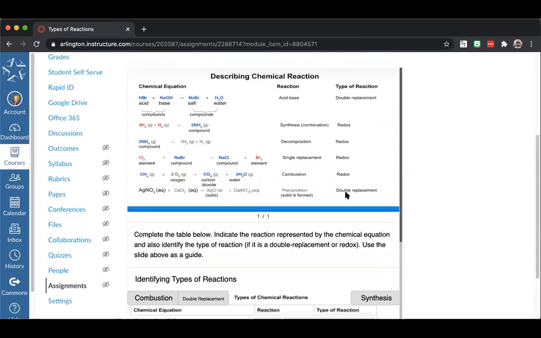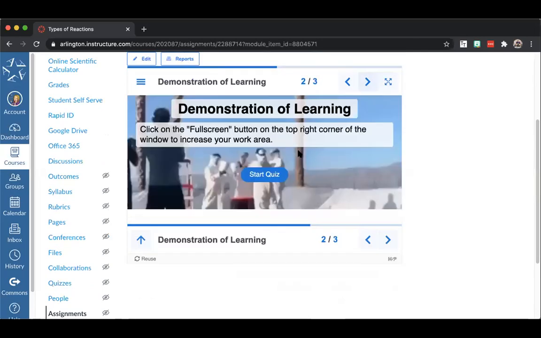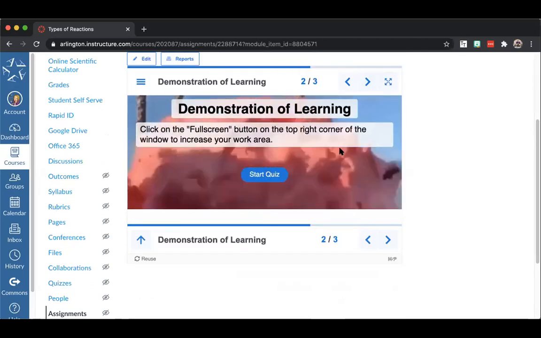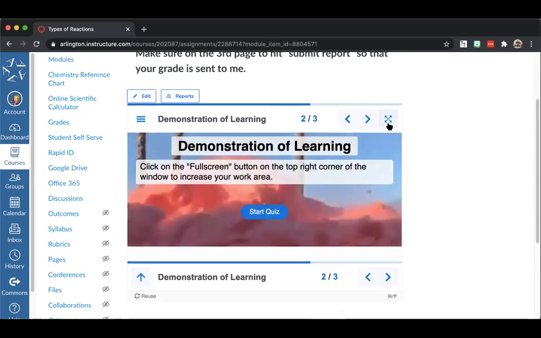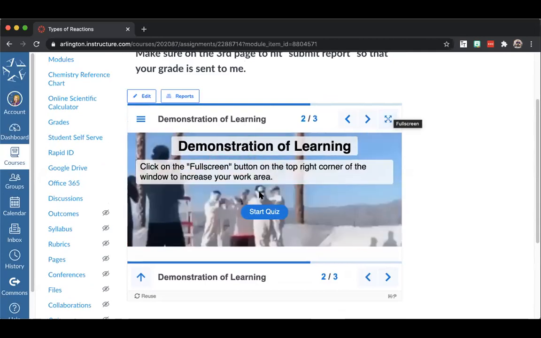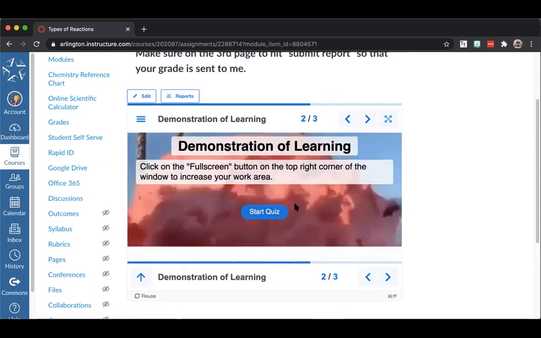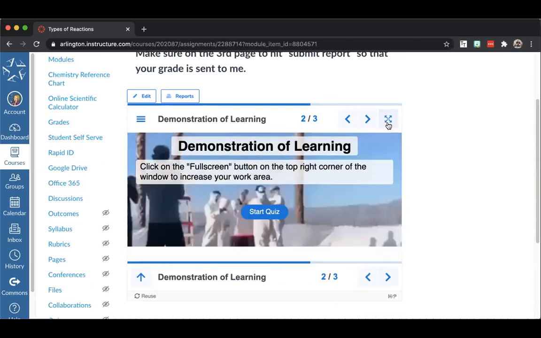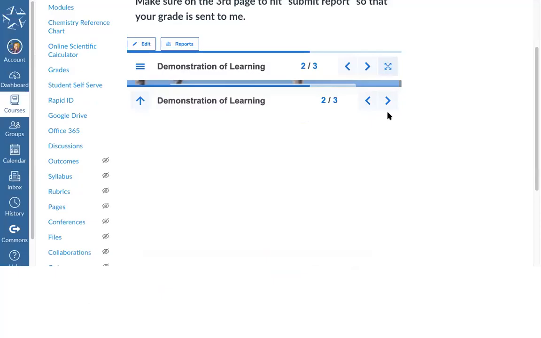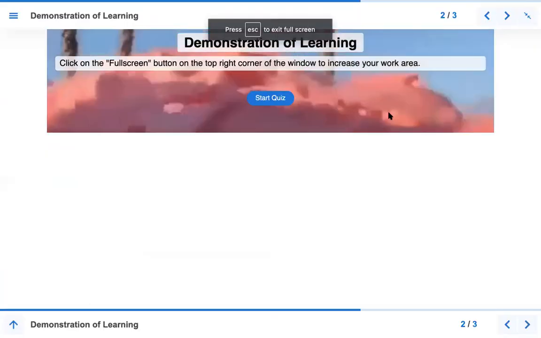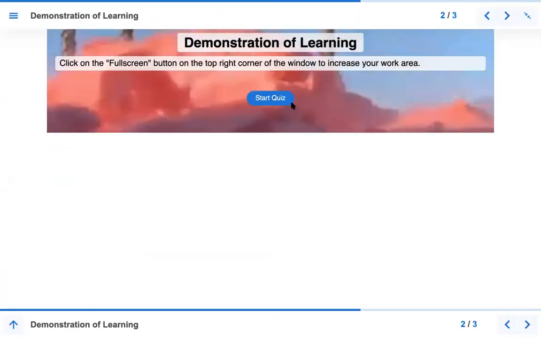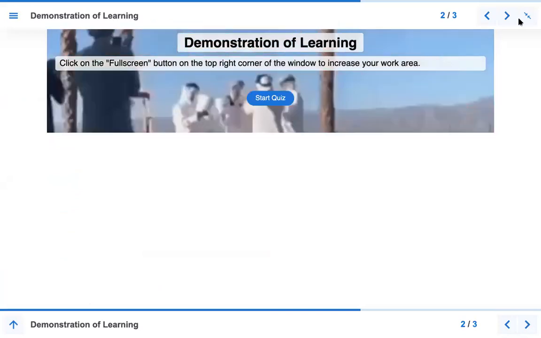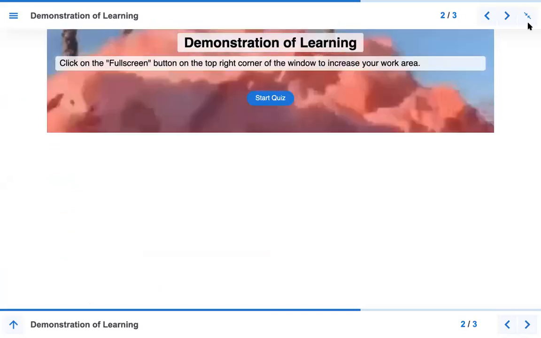Then you'll go on to page 2, and page 2 says demonstration of learning, start quiz. It recommends this button right here. This is the full screen button. If you start it without that, it's not going to be very nice to look at. So you can click this button here, and it's going to go to full screen so that you can see everything, and then you can start it. You'll go through the questions. I believe they are all multiple choice.